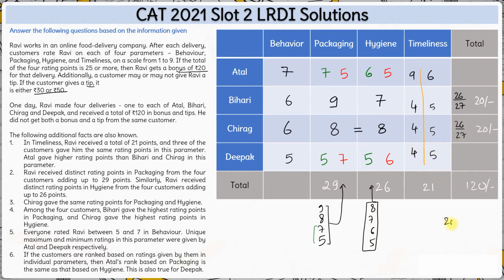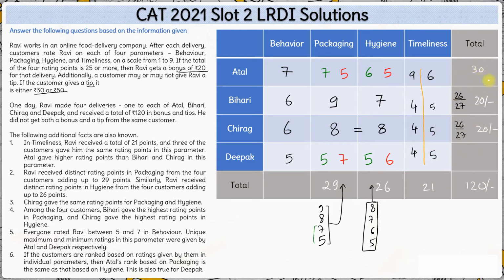Ravi can either get 20 rupees as a bonus or 30 or 50 rupees as a tip. So now these 2 customers together are going to give him 80 rupees. What could be the combination for Atal and Deepak such that he receives 80 rupees? The only combination to get 80 rupees is if one of them gives a tip of 30 rupees and the other person gives a tip of 50 rupees.